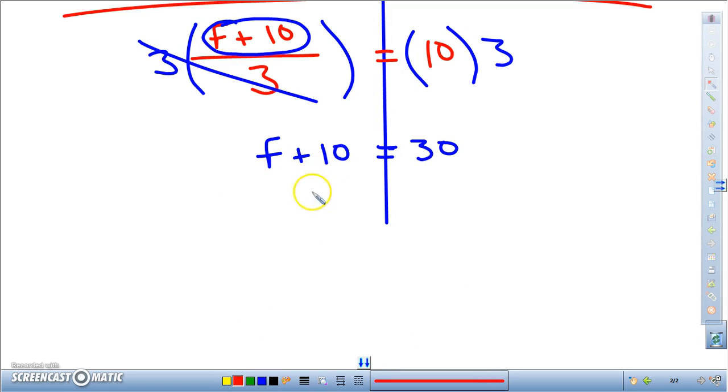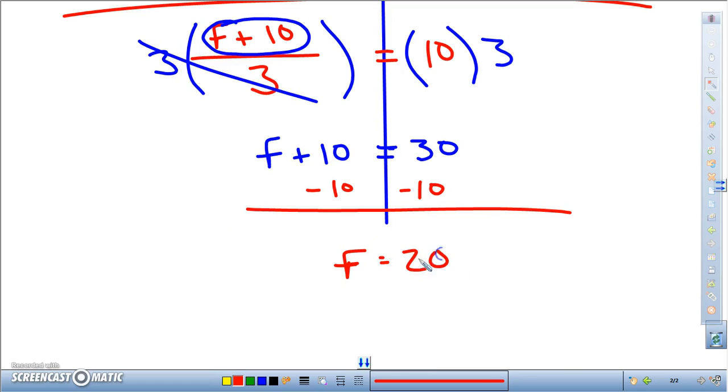And now this leaves me with a one-step equation where I need to just simply subtract 10 from both sides to isolate my variable term. And 30 minus 10 is 20.